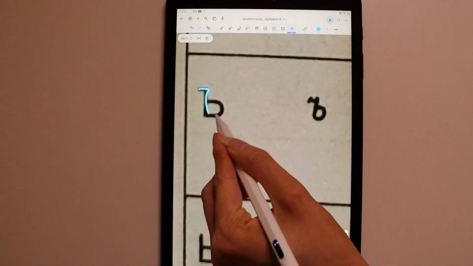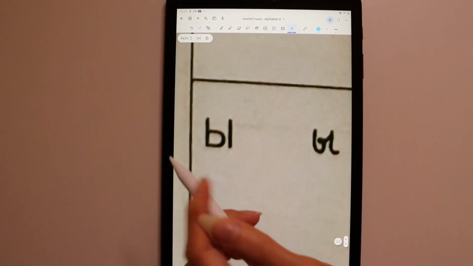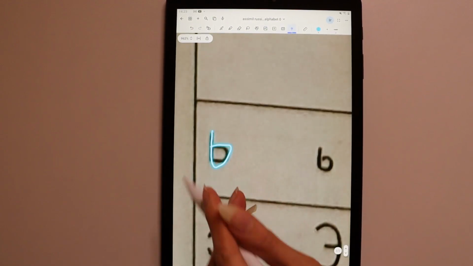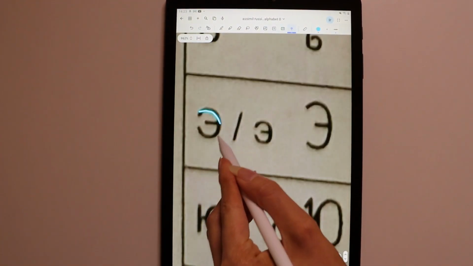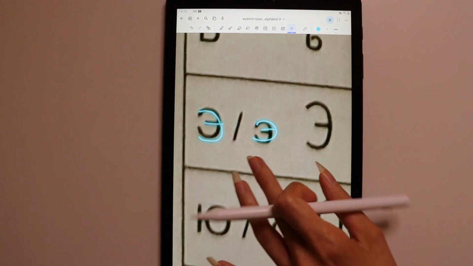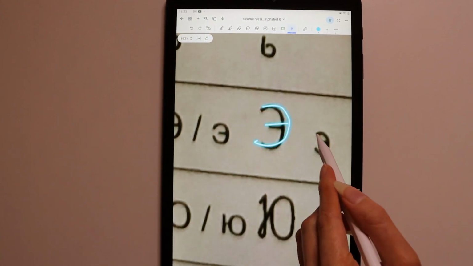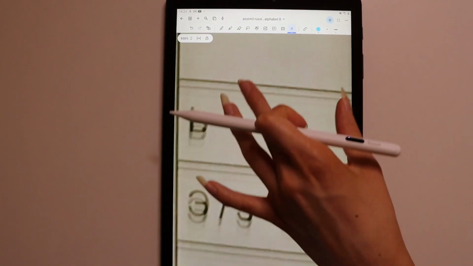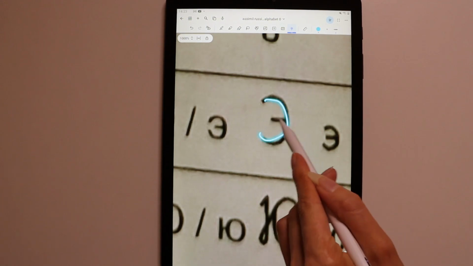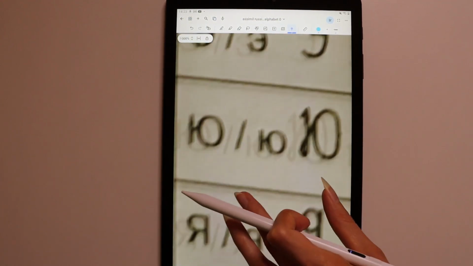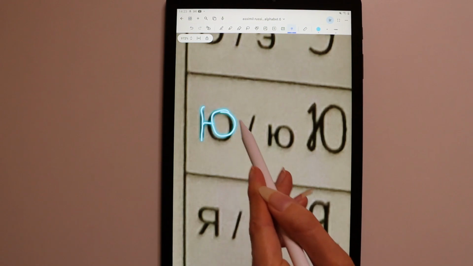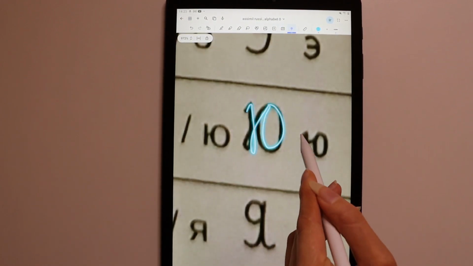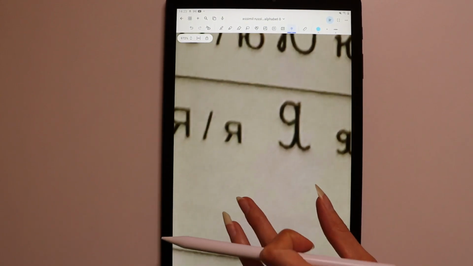The hard sign, Ö, the soft sign, E, like an E, E, U, and Ja.